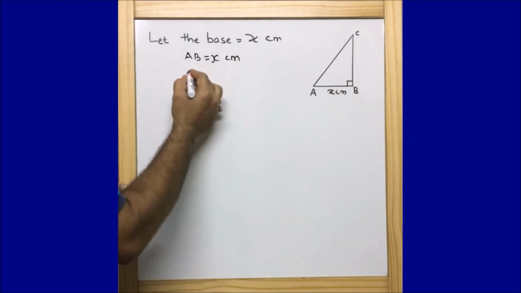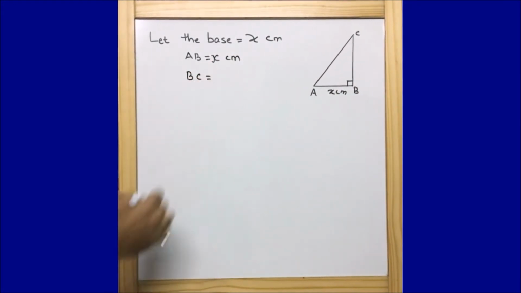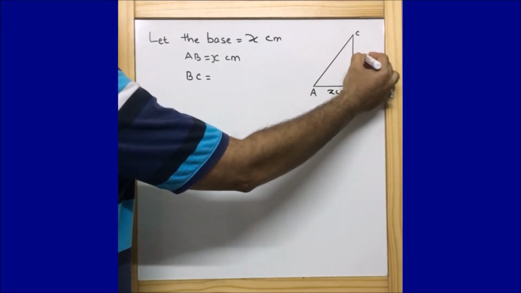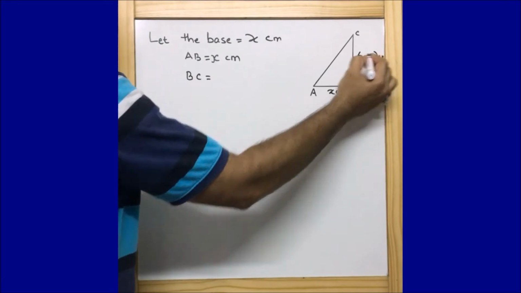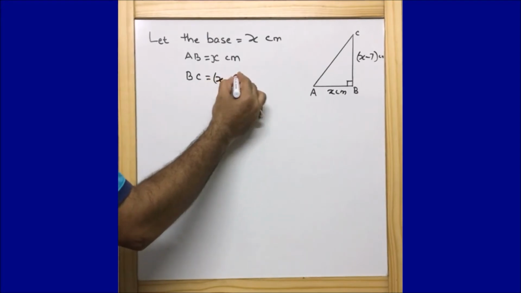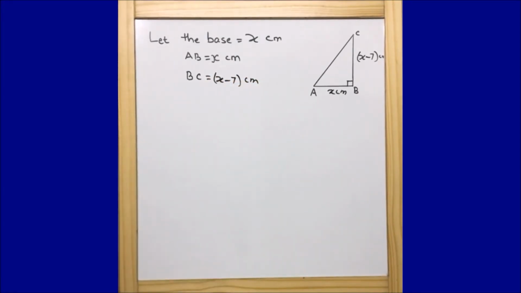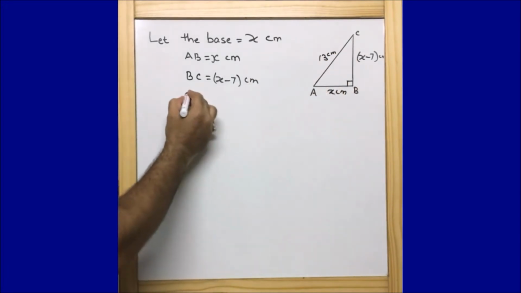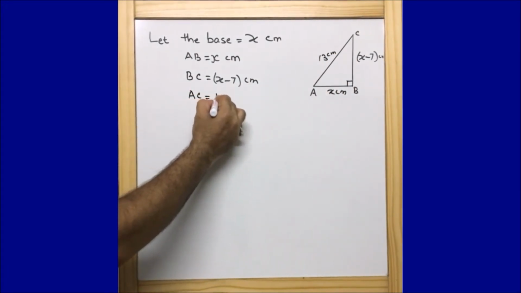And BC, what is BC here? As per the question, BC or the altitude is 7 cm less than its base. So if the base is x centimeter, I can write 7 cm less means x minus 7. So this BC is equal to x minus 7 centimeter. And the question has given us the hypotenuse is 13 centimeter. This one is 13 centimeter. So I can write AC is equal to 13 centimeter.